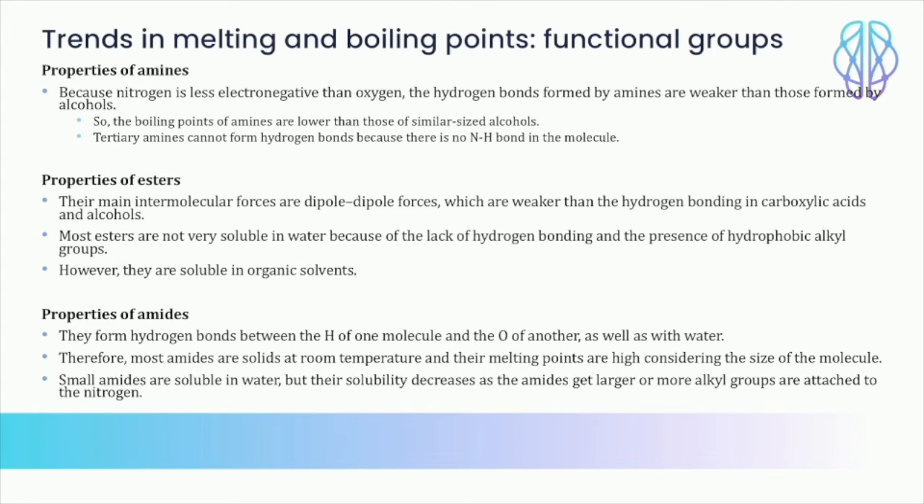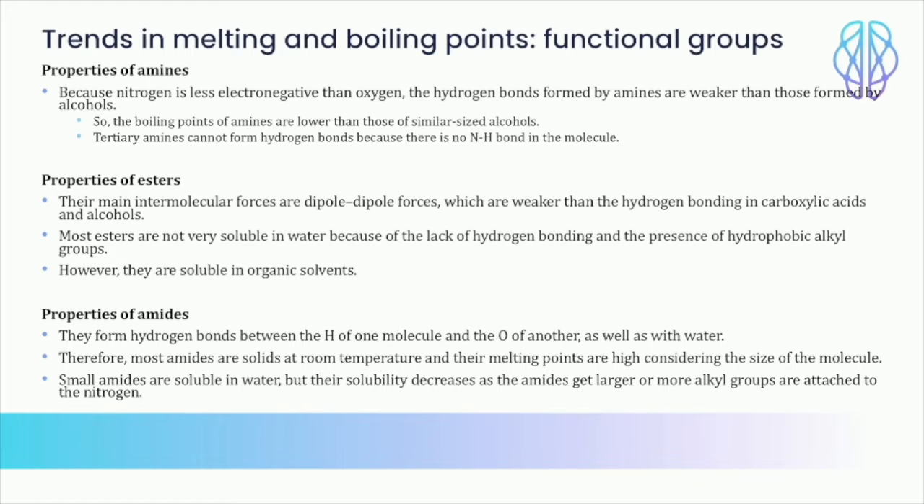With esters, their main intermolecular forces are dipole-dipole interactions, so they can't actually make hydrogen bonds. So they will have a proportionally lower melting and boiling point than both carboxylic acids and alcohols. Amides, on the other hand, can form hydrogen bonds.